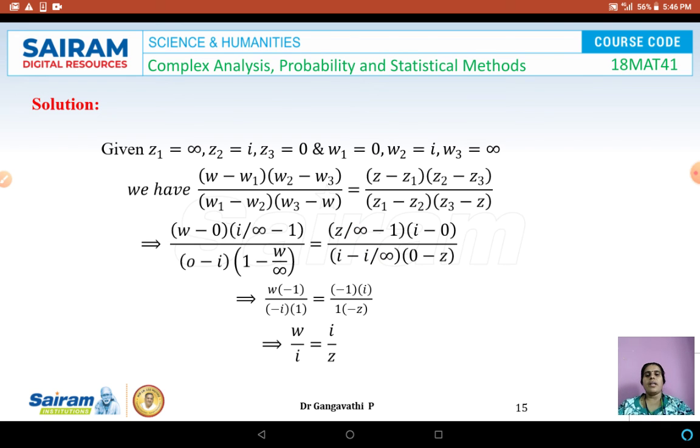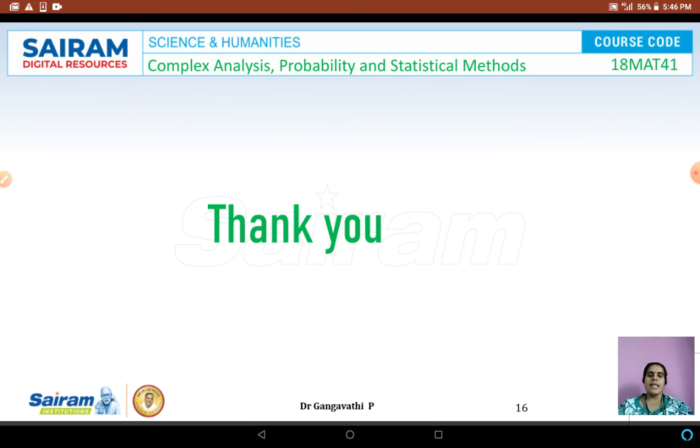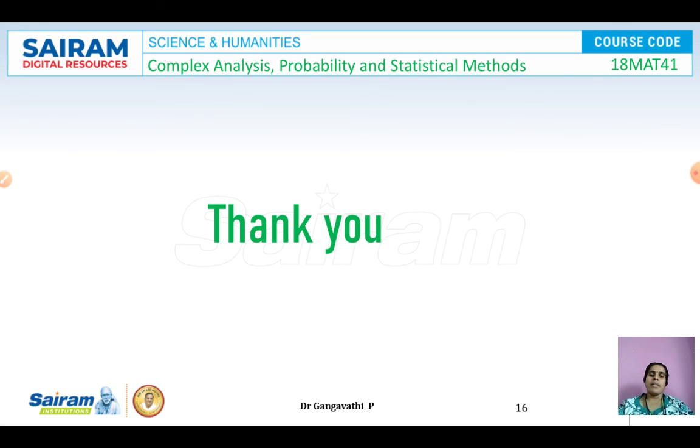So we have w into minus 1 and we have minus i into 1 and here we have minus 1 into i and i into minus that. So cancel out all the minuses wherever it gets cancelled and this is the expansion we get. w by i is equal to i by z, and we can cross multiply and get the required answer.